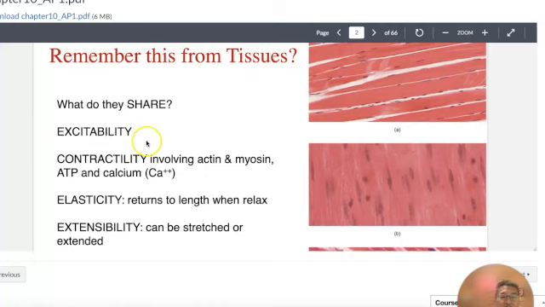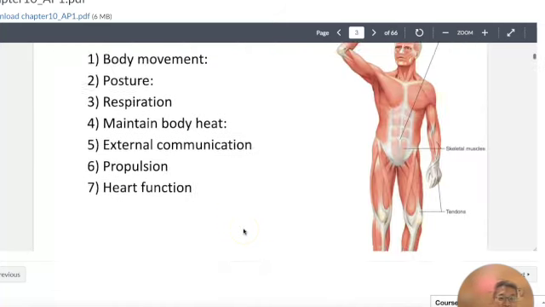Excitable. Contractibility involves actin, myosin, ATP, and calcium. They all need to work together for muscle to contract. Elasticity is when the muscle relaxes and becomes long again. Extendability is when the muscle is able to stretch.